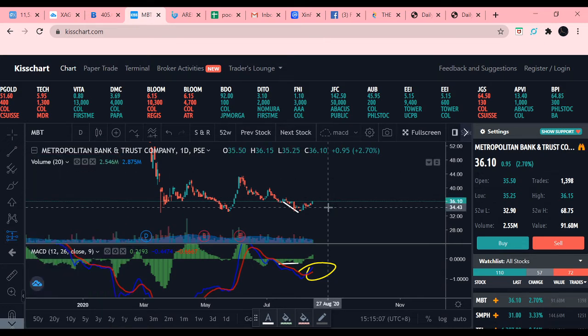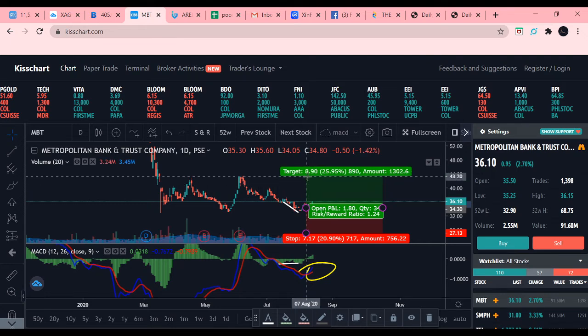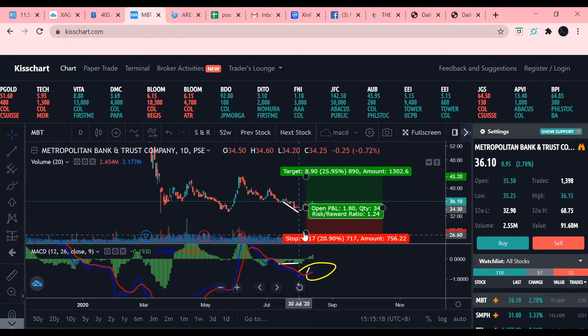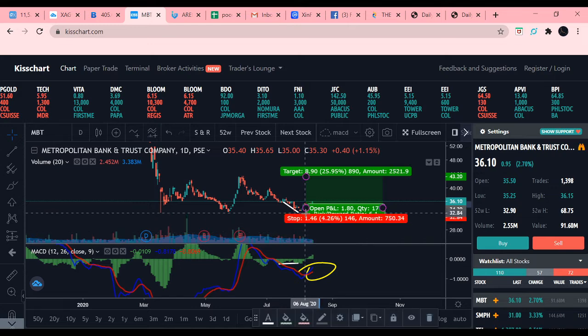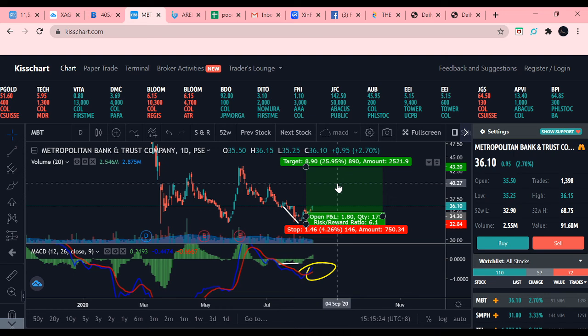So, of course, entry level ko at this area. And TP ko dito. TP ko around the 43 area. And then, stop loss ko, medyo mas mababa lang dito. So, that's actually a possible risk reward na 6.1. Oh, ang attractive pala niya.